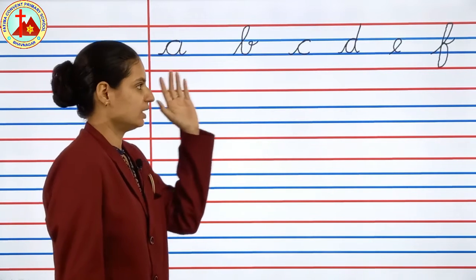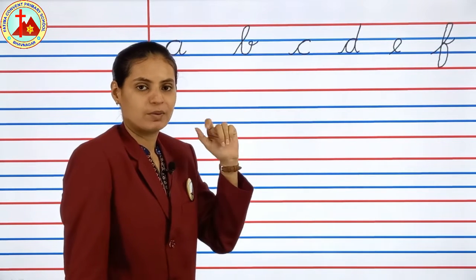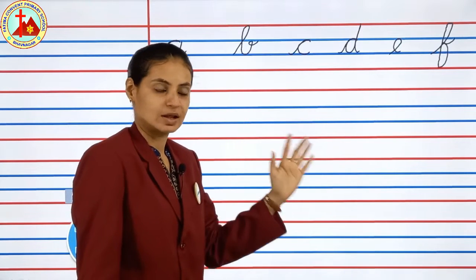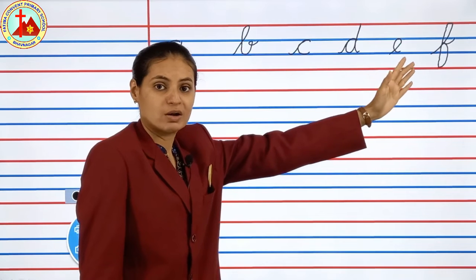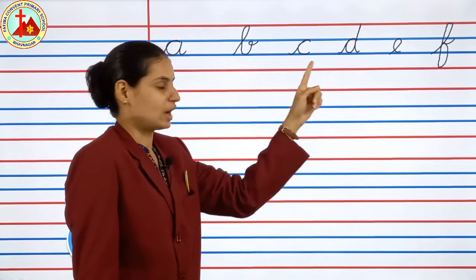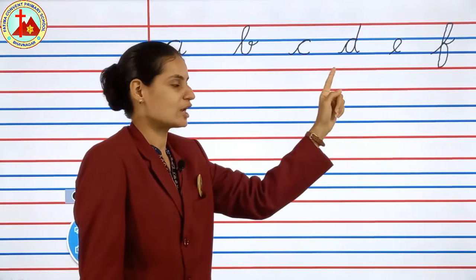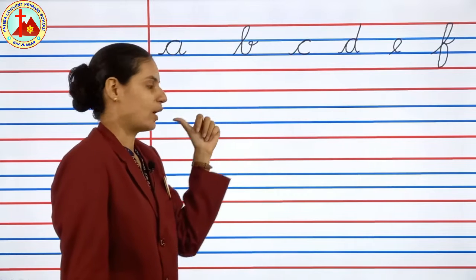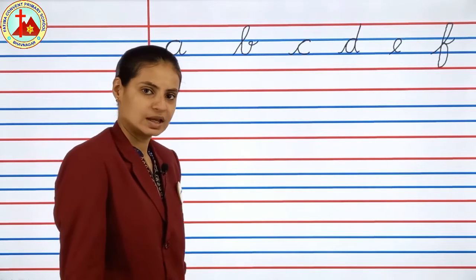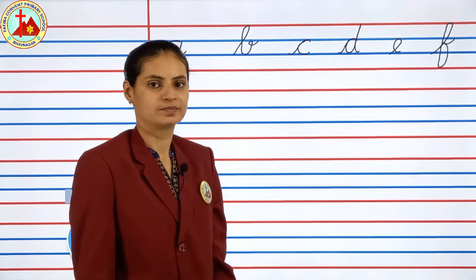Okay children, see here my line is over. And a very important thing, in one line you have to write only 6 letters. Don't go on and finish all the letters in one line. You have to write 6 letters in one line. When you finish writing 6 letters, then you have to come to the next line and continue from the second line. Okay, now after F, which is the next letter?